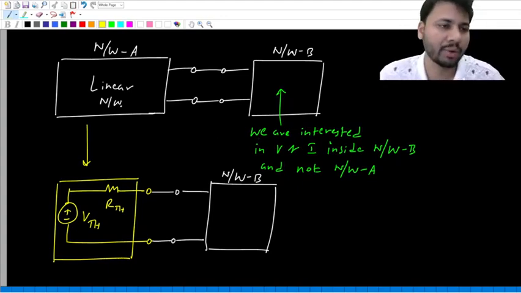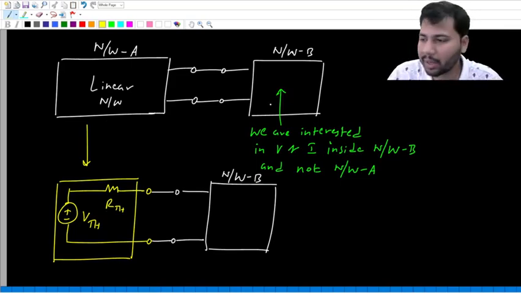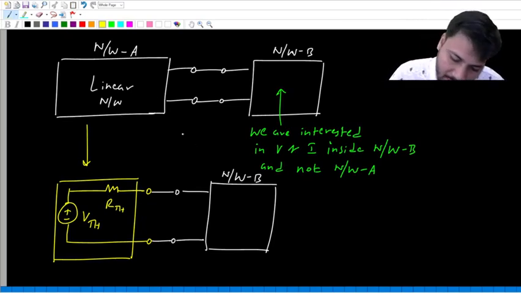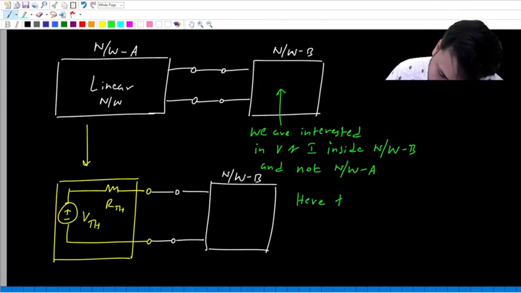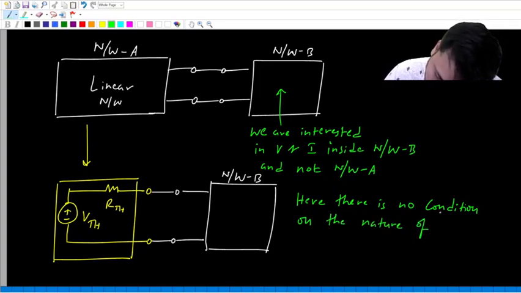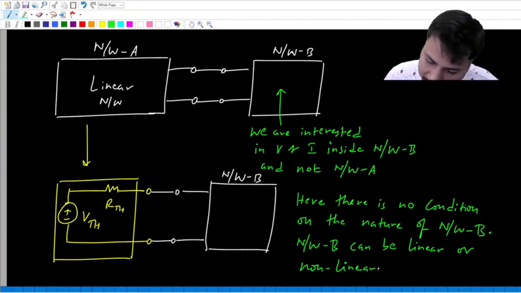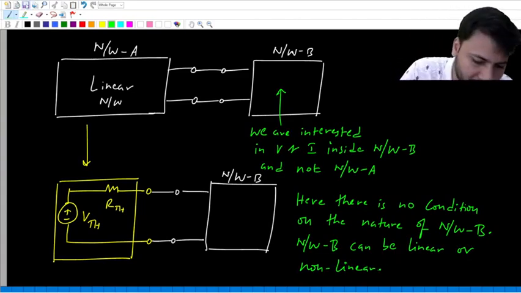And here, to be able to replace network A with its Thevenin equivalent, there is no condition on the nature of network B. Network B can be linear or non-linear, but still you can replace network A with its Thevenin equivalent as long as network A is linear, and you are not interested in voltage and currents within network A. In other words, network B can have any nature. Basically, that is the point.